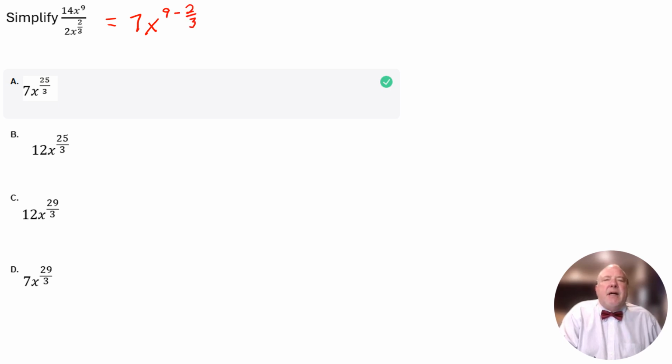And so 9 minus 2/3, so that would be 27/3 minus 2/3, so that would be 25/3. So this simplifies to 7 times x to the 25/3 power. I don't know that that's how you say that, but that's what I'm going by. So there you go. So the answer is A.